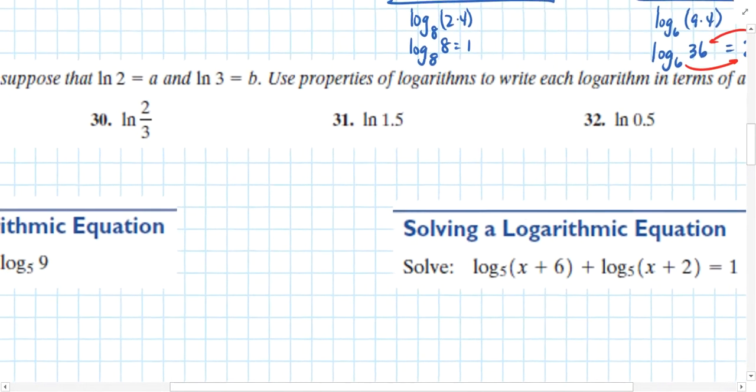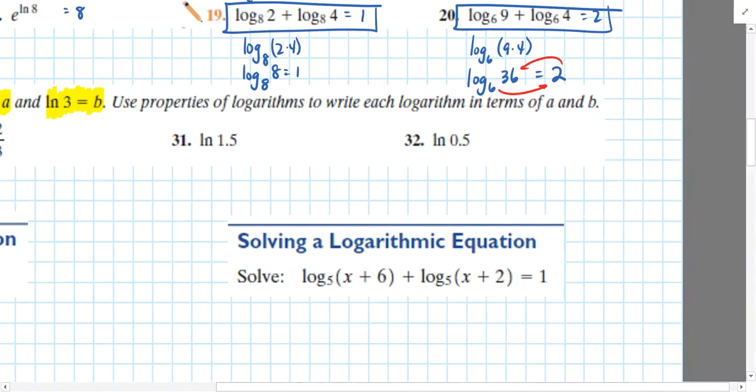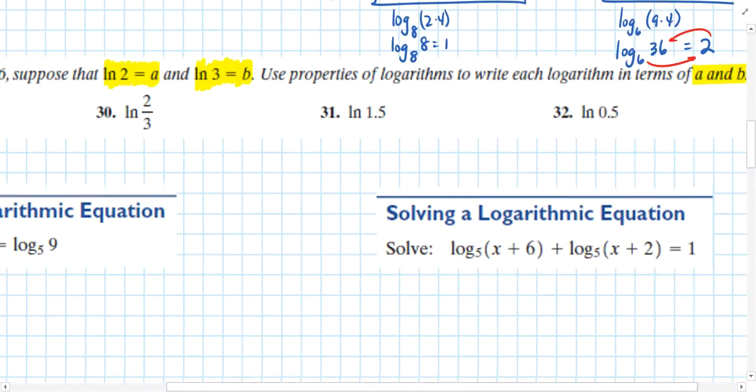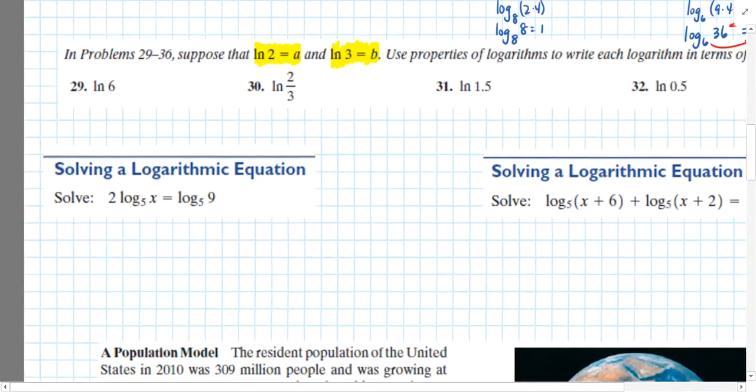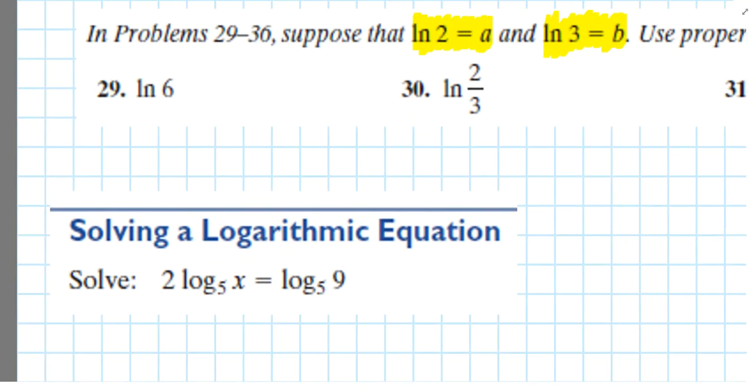So let's think a little bit about questions 30 through 32. In the instructions, we're told that the natural log of 2 is equal to some number that we call a, and the natural log of 3 is equal to some number b. So can we use that knowledge to rewrite each of these logarithms in terms of a and b? Can we solve 29 through 32 in such a way that our answers contain only a and b? Well, I would argue yes, we could.